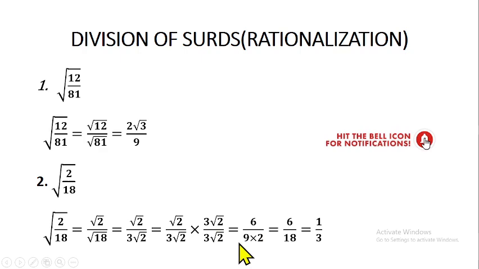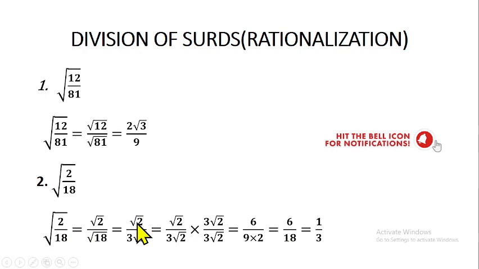Root 2 times root 2 will give us what? 2. So 9 times 2 will give us 18. 6 in 6 is 1. 6 in 18 is 3. That was 1/3. So I want you to understand this concept of rationalization. That's why I take time to explain it this way. There are shorter methods for solving this particular question.